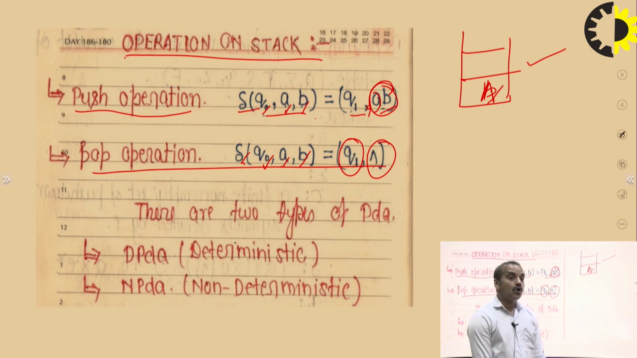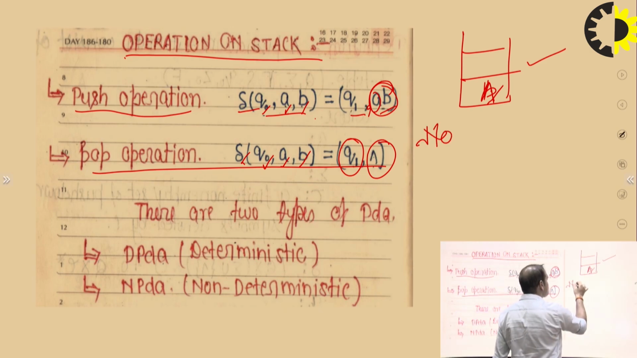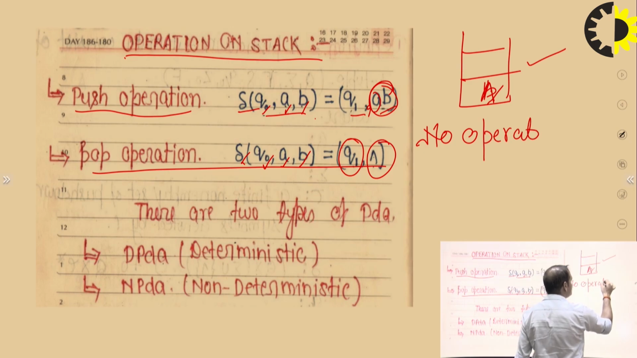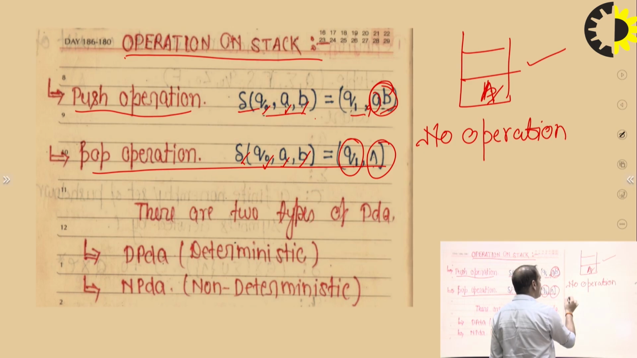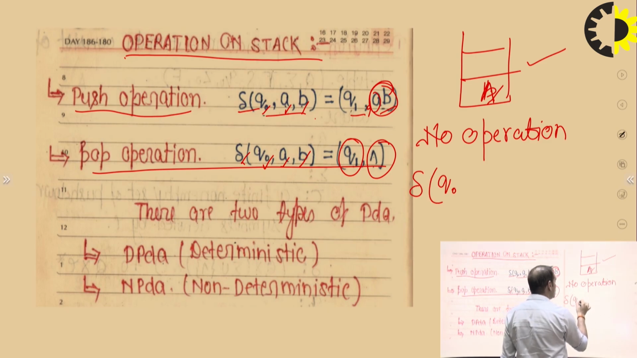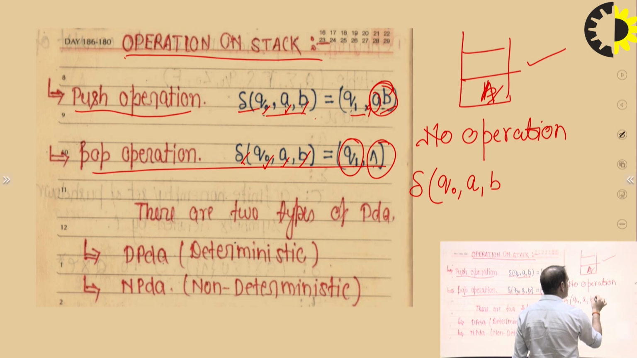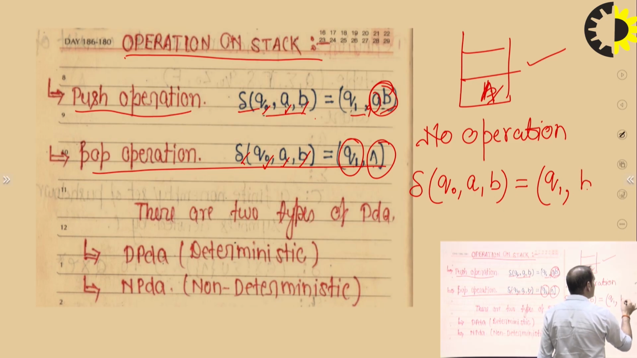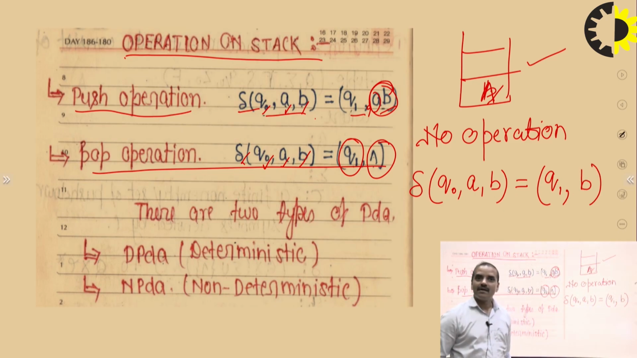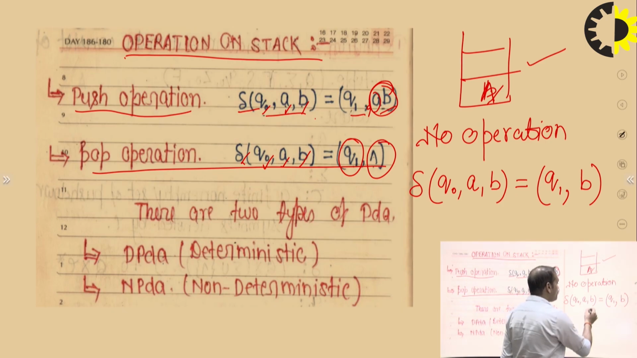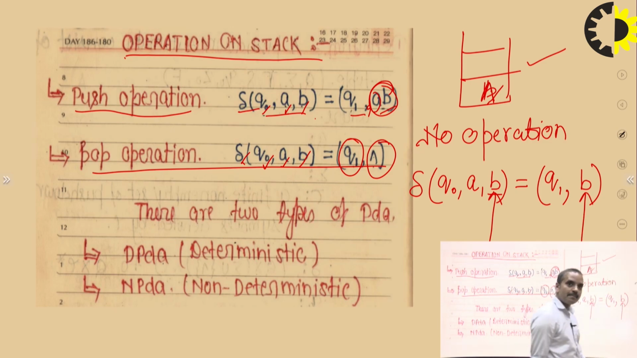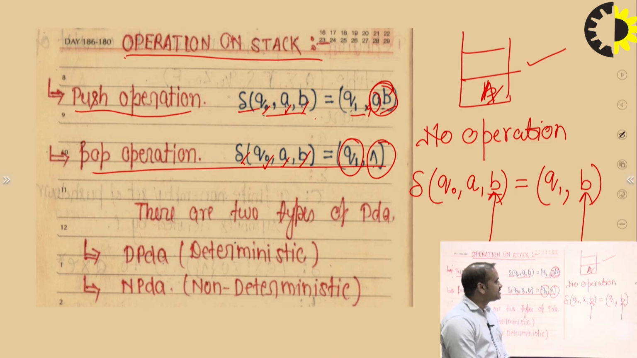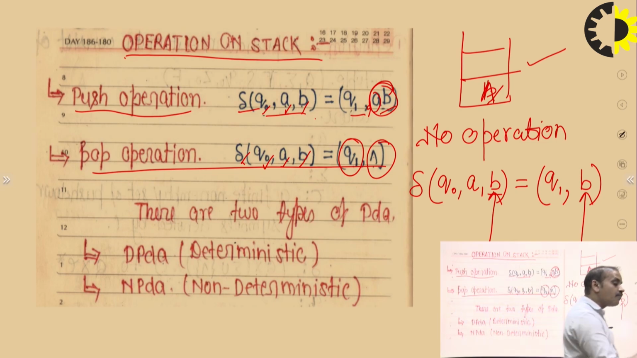And the third operation is no operation. In the case of no operation, we write delta, state Q naught, input A, top of the stack B. We write state Q1 and here B. That means there is no change in the content of the stack. Before the processing, the top of the stack is B. After the processing, the top of the stack is also B. In this case, we don't change the content of the stack. We move from one state to another state, but we don't change the value of the stack.